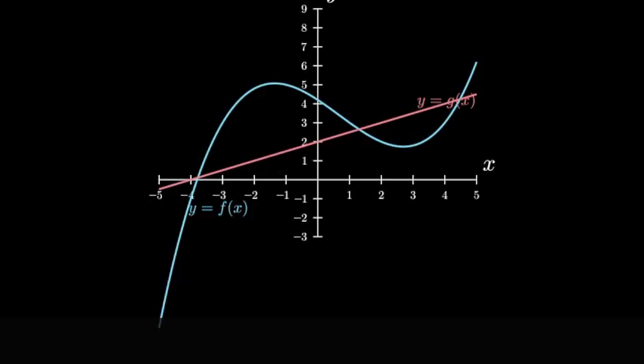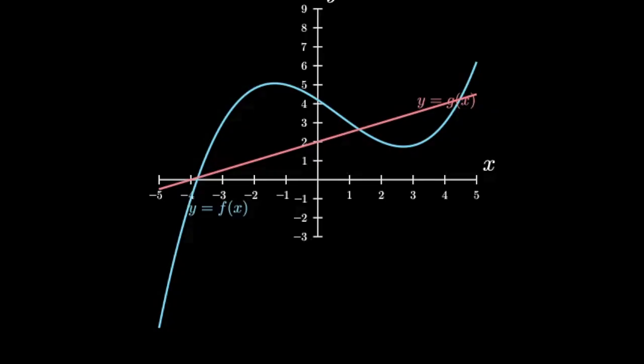Step 2 is to find the points where the graphs intersect. These are the x values where f(x) equals g(x). These intersection points divide the x-axis into different intervals, which we'll examine next.